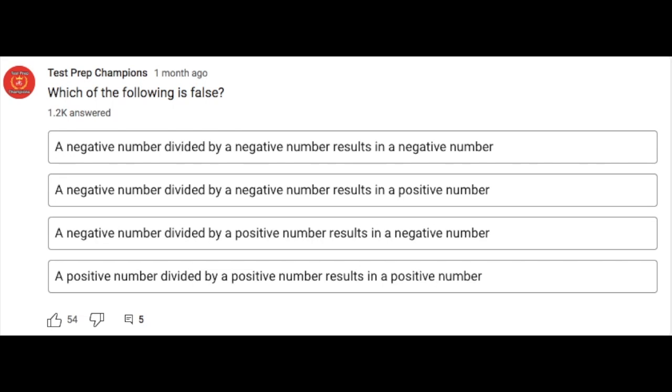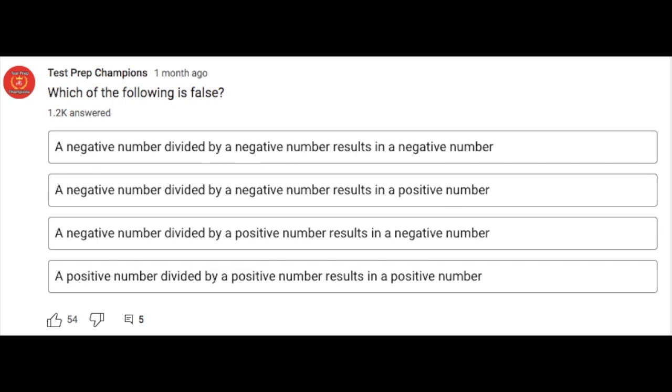So this next question is a question I originally posted on my community tab on my YouTube channel, but it's a really good foundational concept to make sure you understand. The question is, which of the following is false? A negative number divided by a negative number results in a negative number. A negative number divided by a negative number results in a positive number. A negative number divided by a positive number results in a negative number. Or a positive number divided by a positive number results in a positive number.